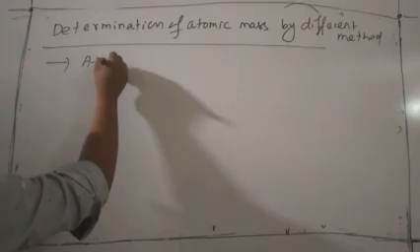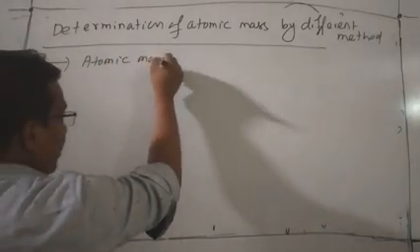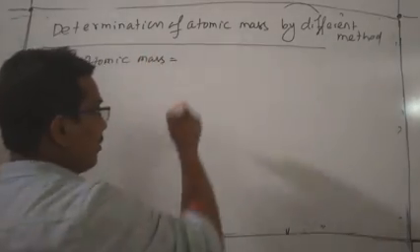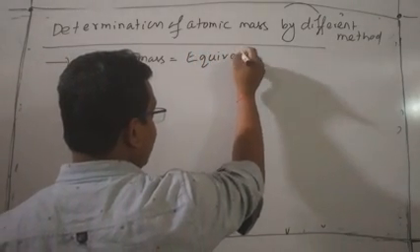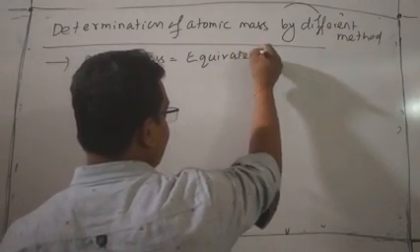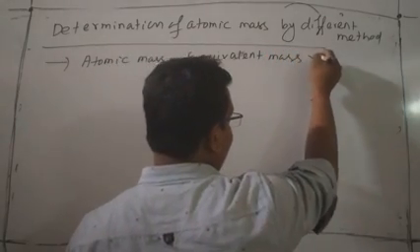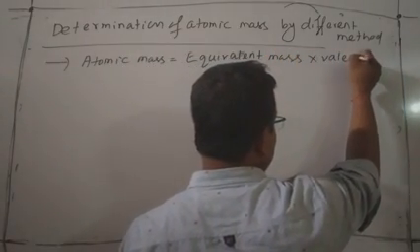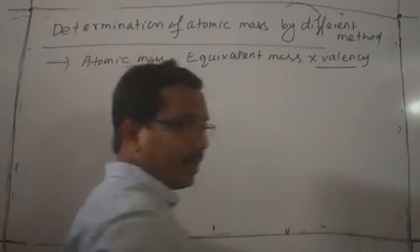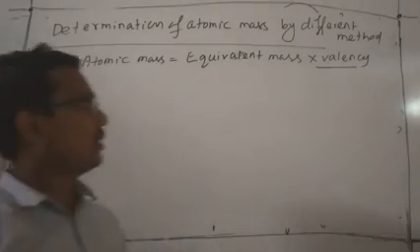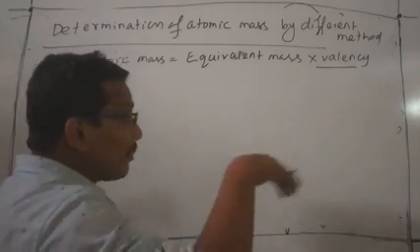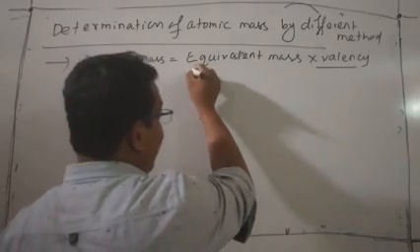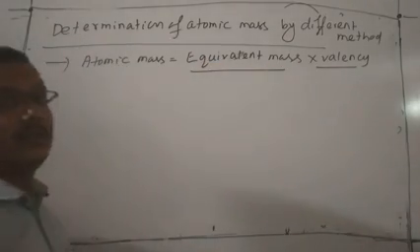Atomic mass is equal to equivalent mass into valency. Here you know what valency is; in previous classes we already discussed valency. In the next class I will discuss equivalent mass.